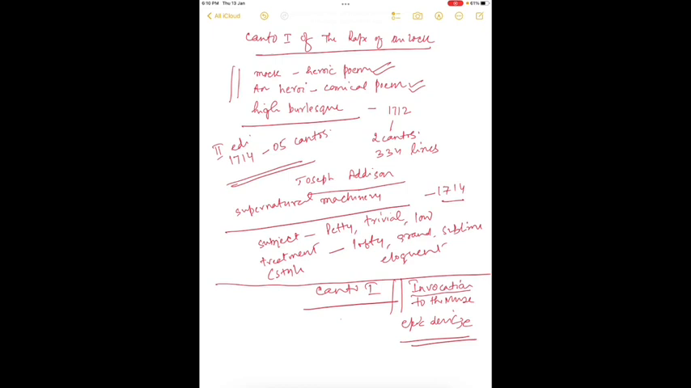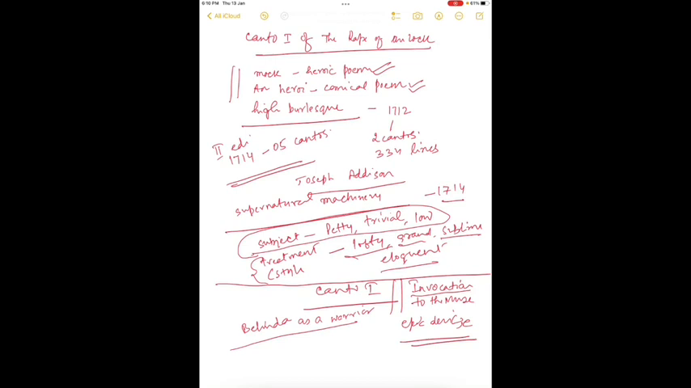And after invocation, the poet describes Belinda as a warrior, arming herself or being armed for battle. Now, this again is an epic device, an epic feature. Now, these elements establish the mock epic genre of the poem because, as I have told you, the subject which is taken is very petty, trivial, and low, but the treatment or the style is lofty, grand, sublime, or eloquent.